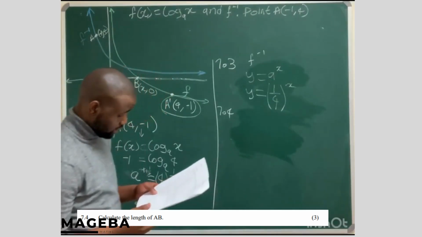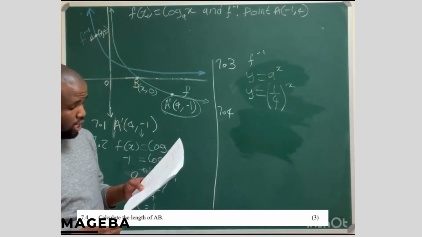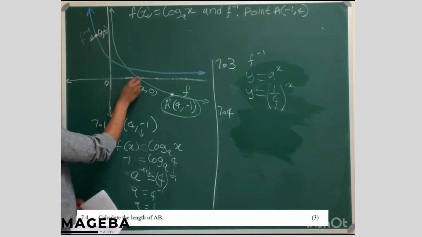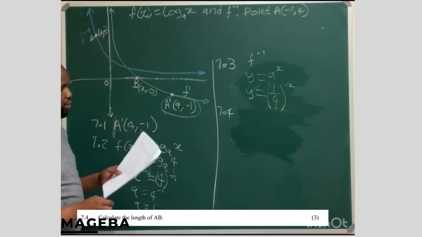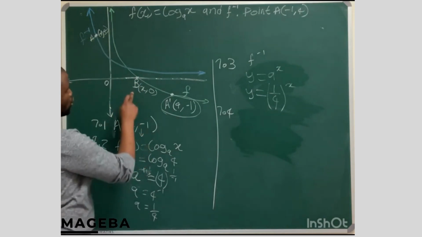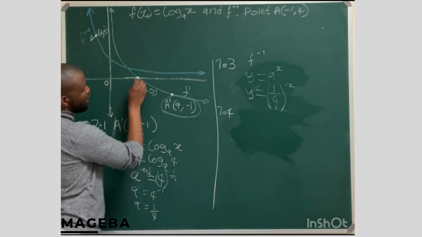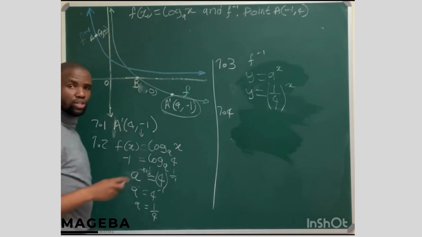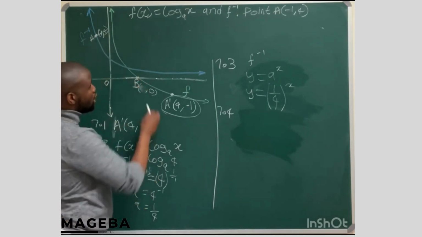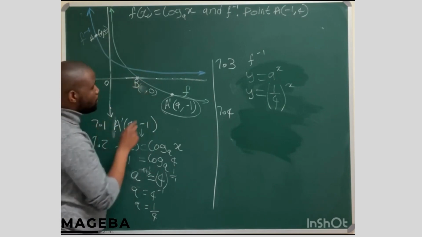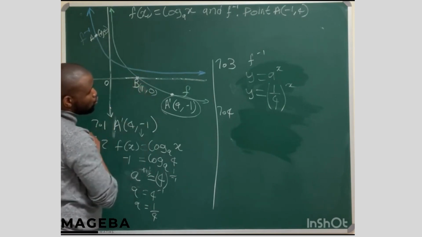Now 7.4, they are telling us calculate the length of AB. So this is my A and then this is my B. Now they want the length. On this coordinate of B, I know that if the graph passes here on the x-axis, especially on the exponential graph, it always passes on what? On 1 here. So my coordinate of B is going to be (1; 0).